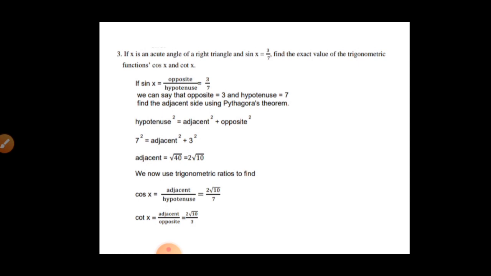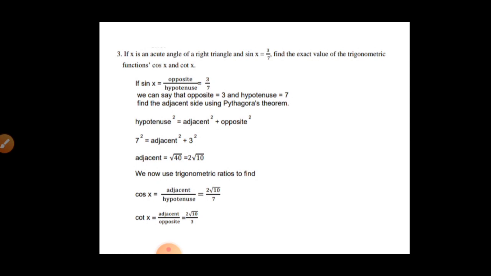If x is an acute angle of a right triangle and sine x is equal to 3 over 7, find the exact value of the trigonometric functions cos x and cot x. If sine x is equal to opposite over hypotenuse, which is equal to 3 over 7, we can say that opposite is equal to 3 and hypotenuse is equal to 7.